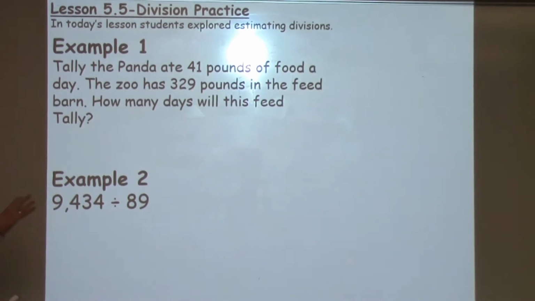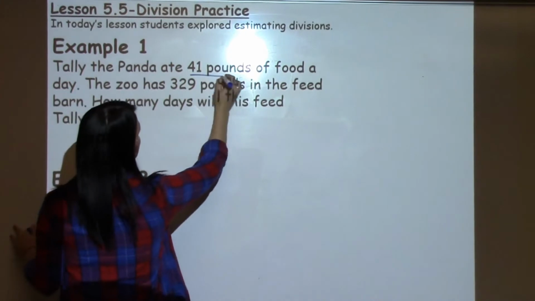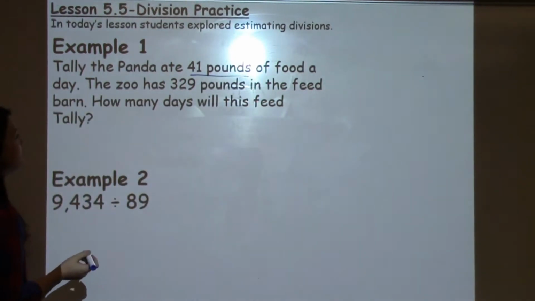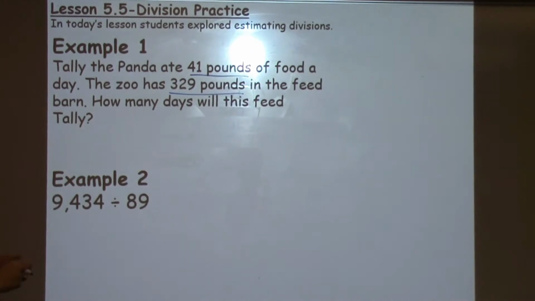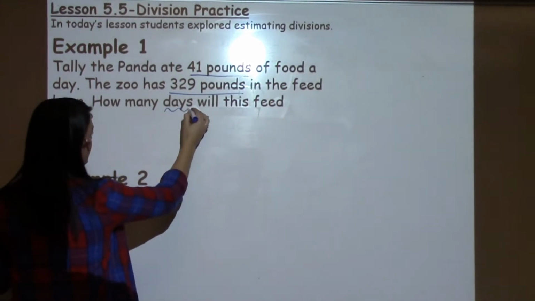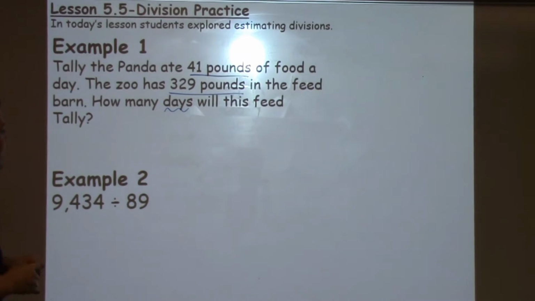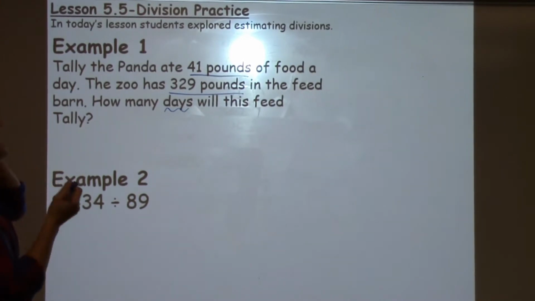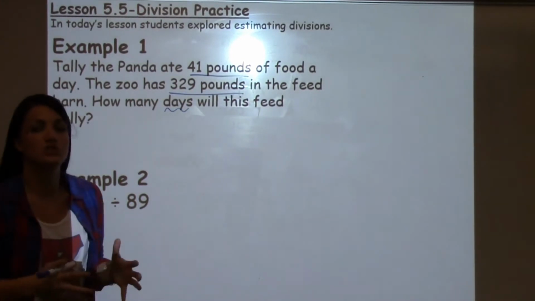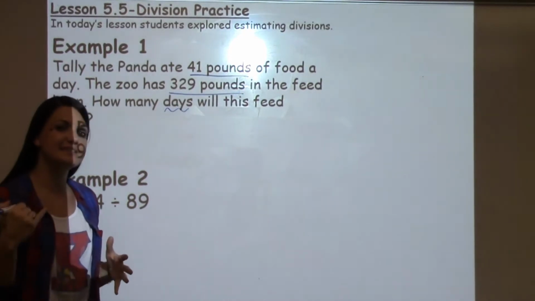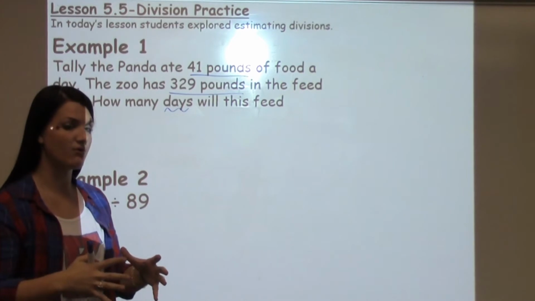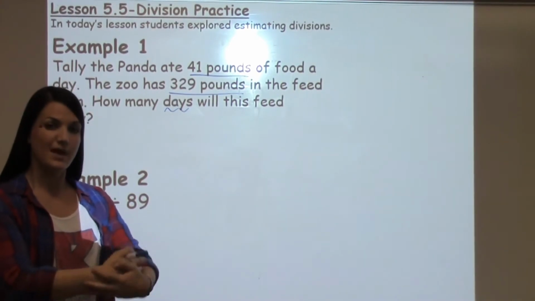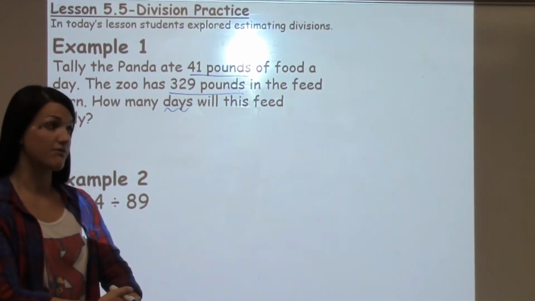The first one is a word problem, and it says, Tally the panda ate 41 pounds of food a day. The zoo has 329 pounds in the feed barn. How many days will this feed Tally? When I'm thinking about this problem, I needed students to think about how much do they have. This takes us back to Unit 3 when we were dividing with fractions. We always think about first, what do we have? That's the number that we are going to be dividing from.